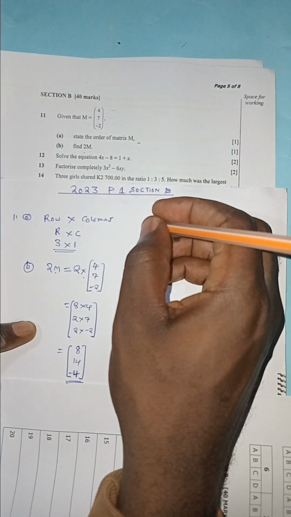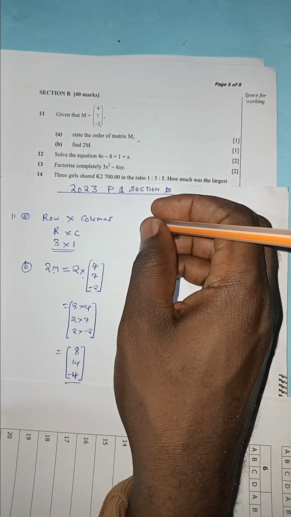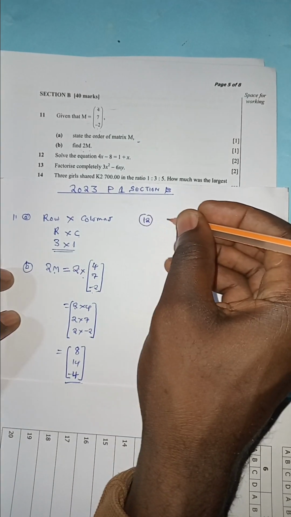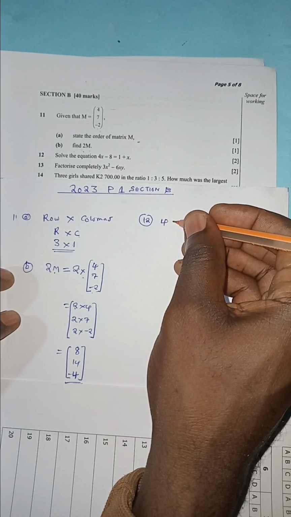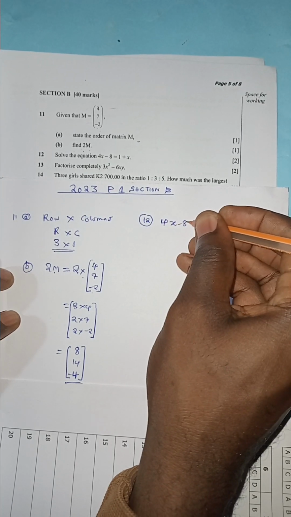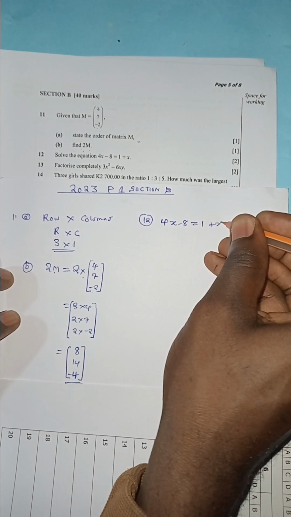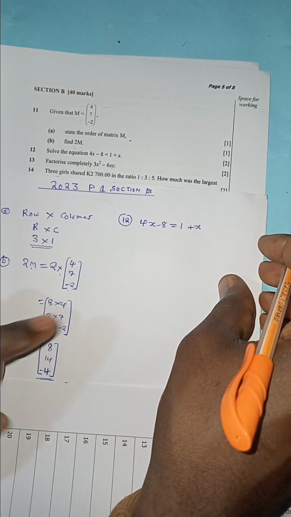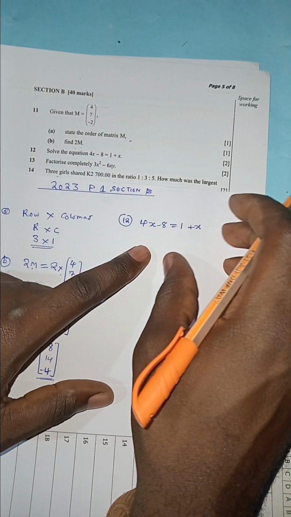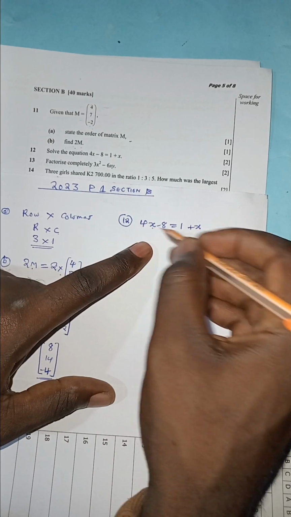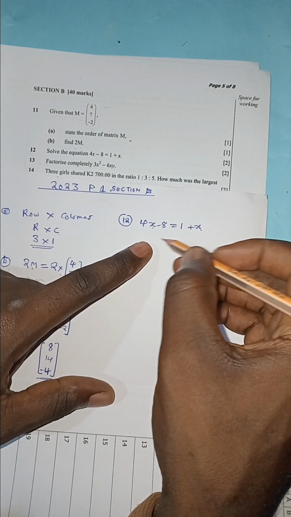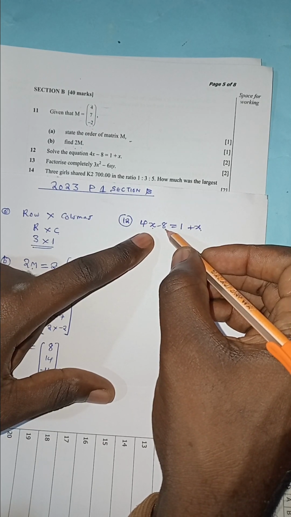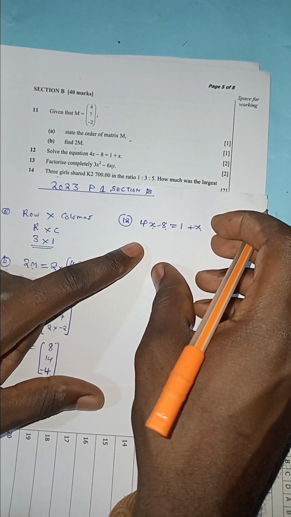We can now move to the other part where we are expected to solve. So this is question 12. We are expected to solve the equation 4x minus 8 equal to 1 plus x. So what does it mean to solve? To solve is to find the value of. So in here, we need to find the value of x, which is the variable in this equation. And from 4x, we cannot subtract 8 because these are unlike terms. So we shall do the collection of like terms.